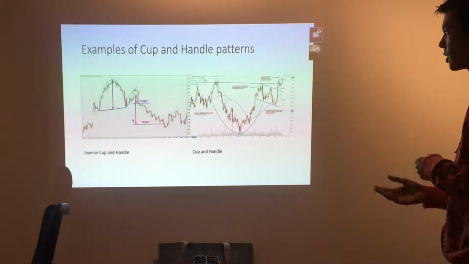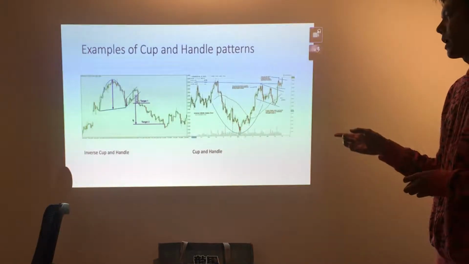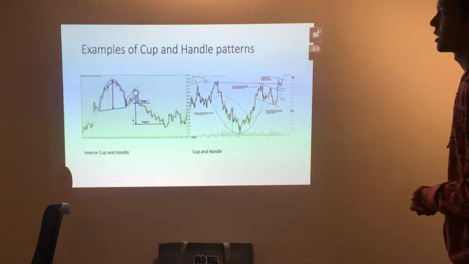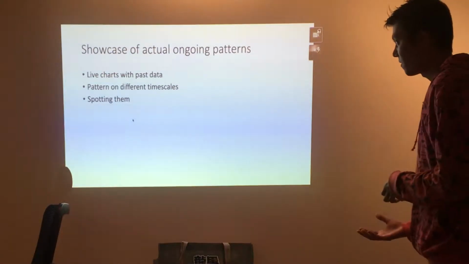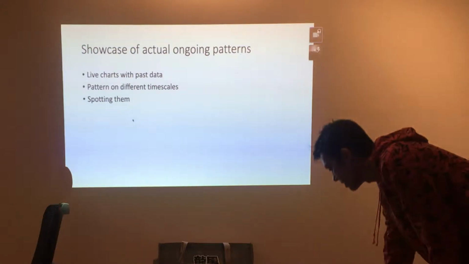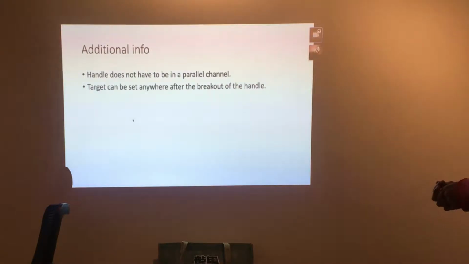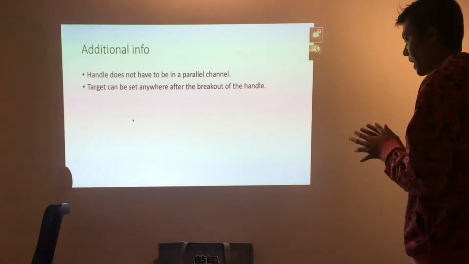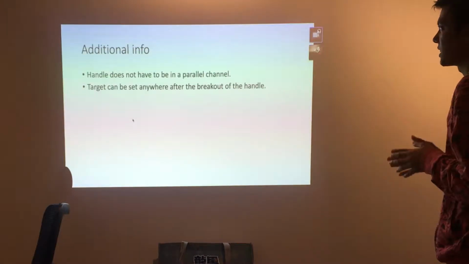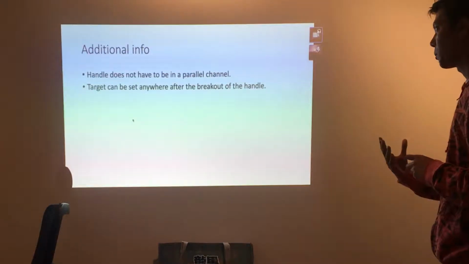So just to recap, the cup and handle would constitute a bullish movement upwards, and the inverse cup and handle would constitute a downward or bearish movement. So again, later I'll show you all the past charts of the 9 months. Additional information on these two patterns: the handle does not have to be a parallel channel. As long as the handle is formed in any manner, then we can see that the handle has been confirmed. A target can be set anywhere after the breakout of the handle.